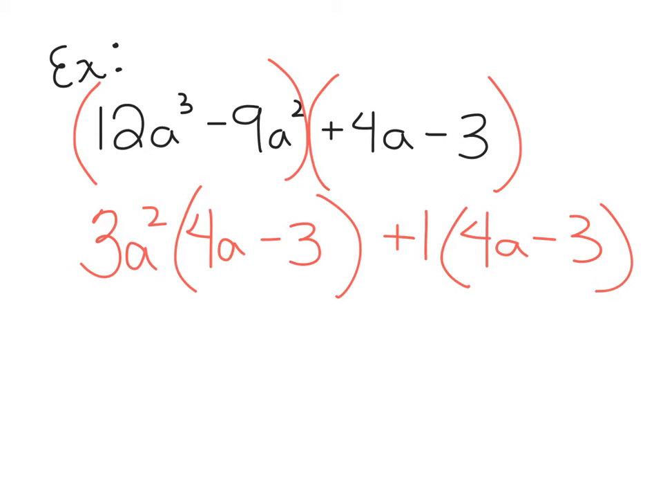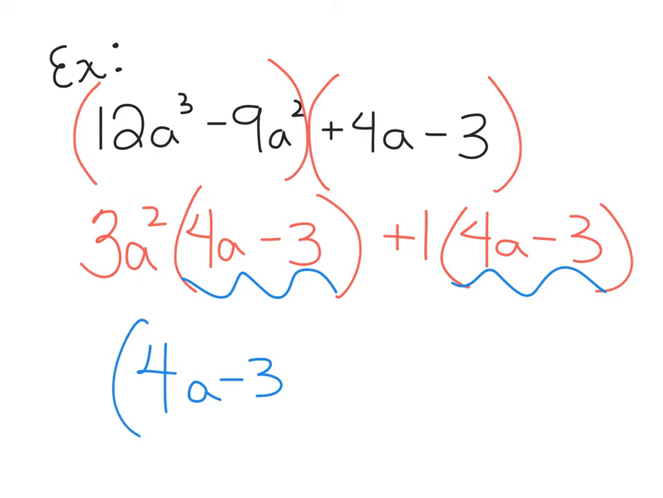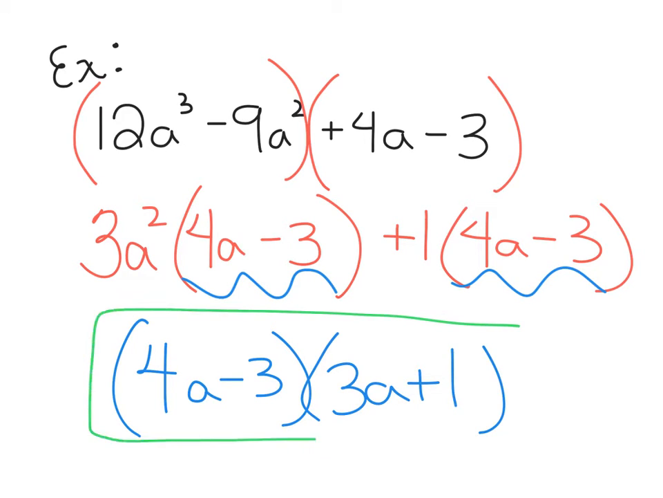What you notice now is that you have common binomial factors. That 4a minus 3 is a common binomial factor, so that is going to be one of our factors in our answer, 4a minus 3. The other factor in our answer is whatever is left over. Right here, that 3a squared and that positive 1, so this is 3a squared plus 1. So this is your final answer: 12a cubed minus 9a squared plus 4a minus 3 factors into 4a minus 3 times 3a squared plus 1.